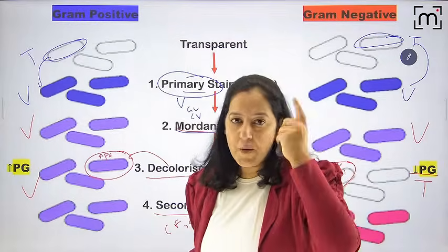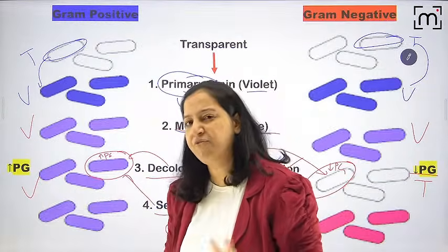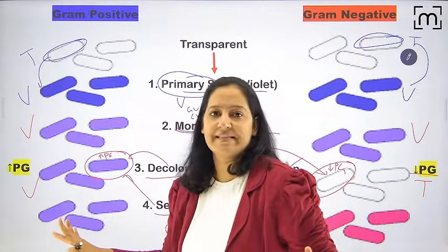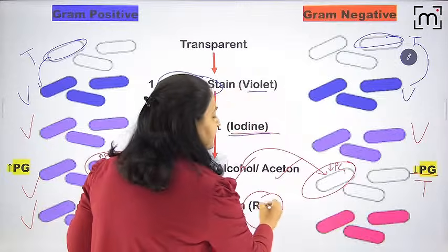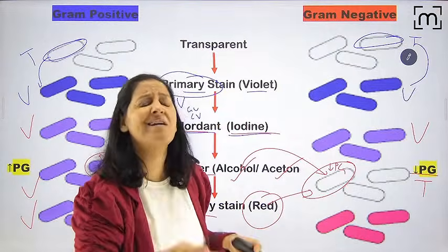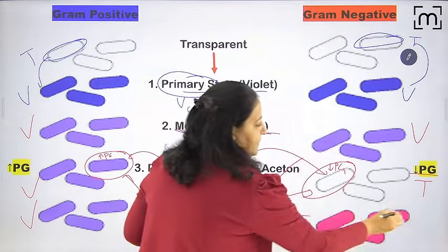So what will happen? Use your common sense. These are full. They don't have any space. They are full. They are not hungry. They will not accept the secondary. They are loyal. They are still violet. On the contrary, they are empty. They are hungry. They are unsaturated. They will accept the secondary stain and they become red in color.